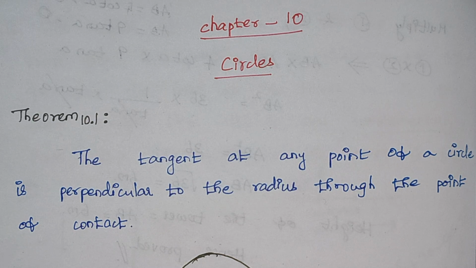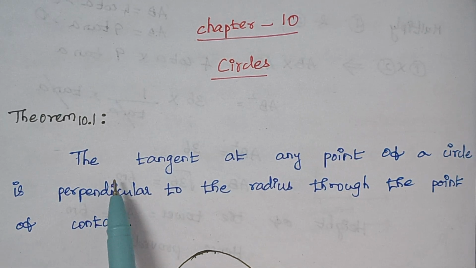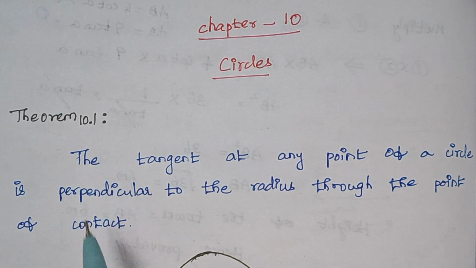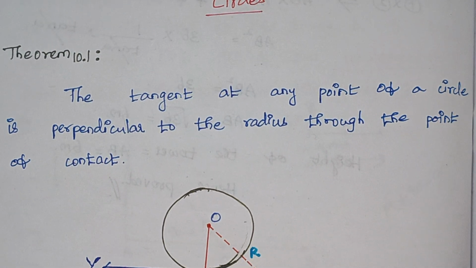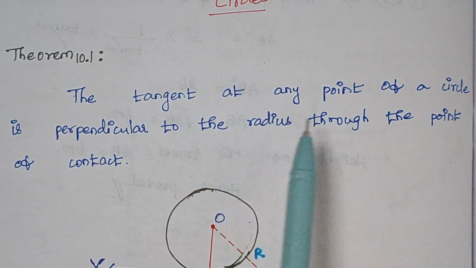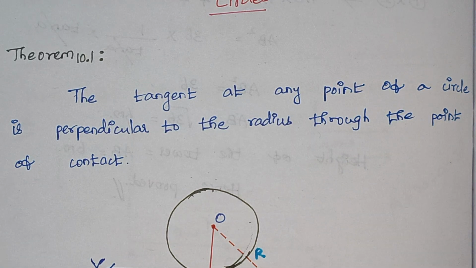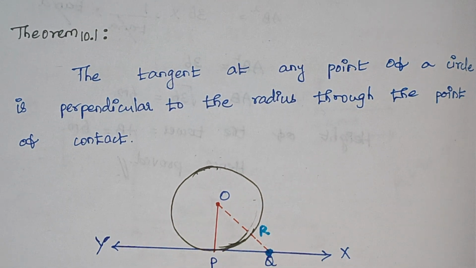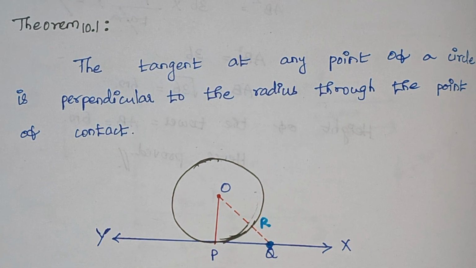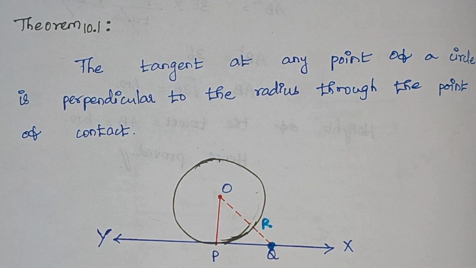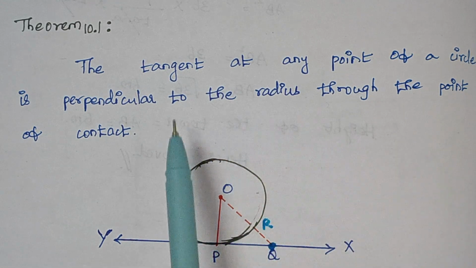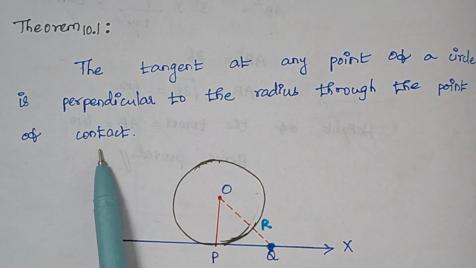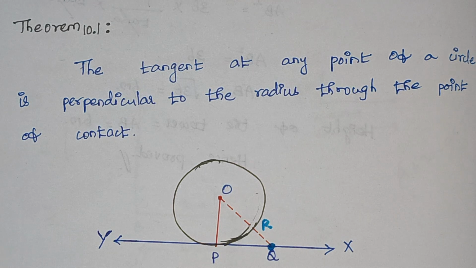The topic is circles. So now we start our lesson with theorem 10.1, right? So what is the theorem? The theorem says the tangent at any point of a circle is perpendicular to the radius through the point of contact. So here we are having two different terms, right? One is tangent and another one is point of contact.